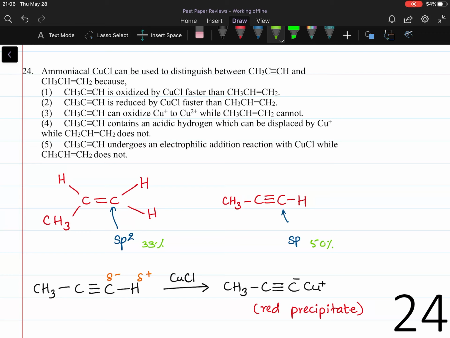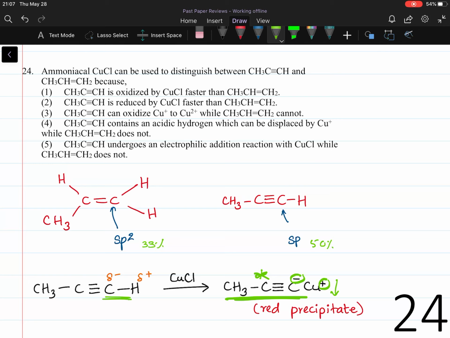This gives a slight polarization to the CH bond in the alkyne, making it easier for the H to be released. When we add copper chloride, what happens is the positive copper ion goes and displaces the H of the alkyne, forming the alkyne anion, which is a very strong base. This copper compound precipitates as a red precipitate. Also, please note that the carbon-copper bond is not a covalent bond, but is an ionic bond.